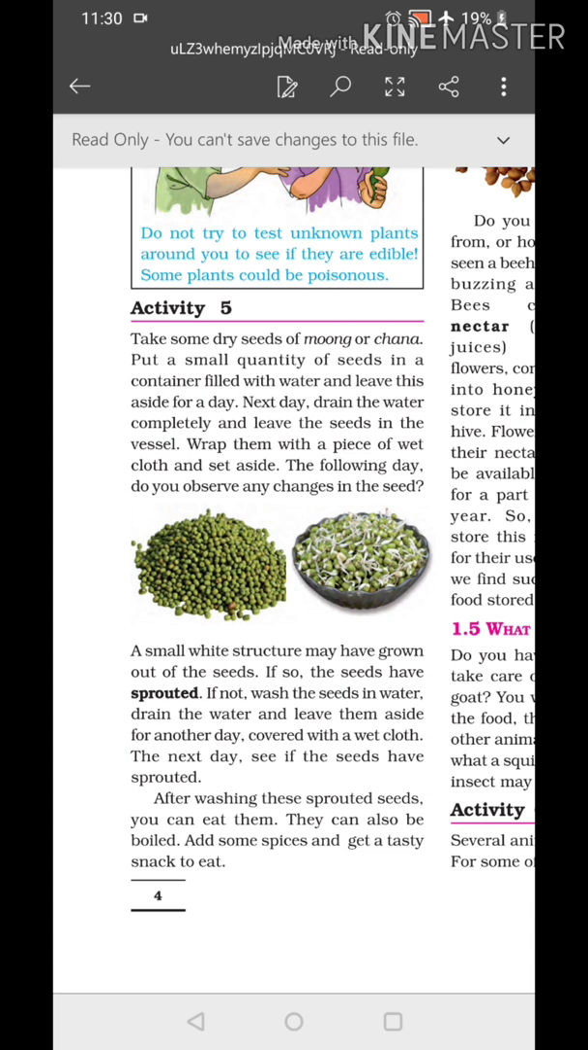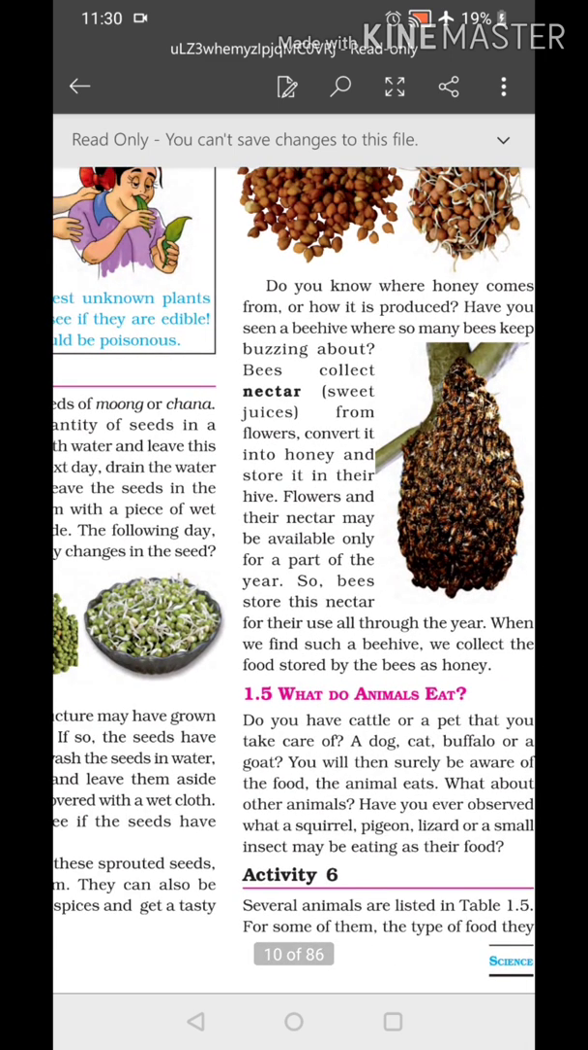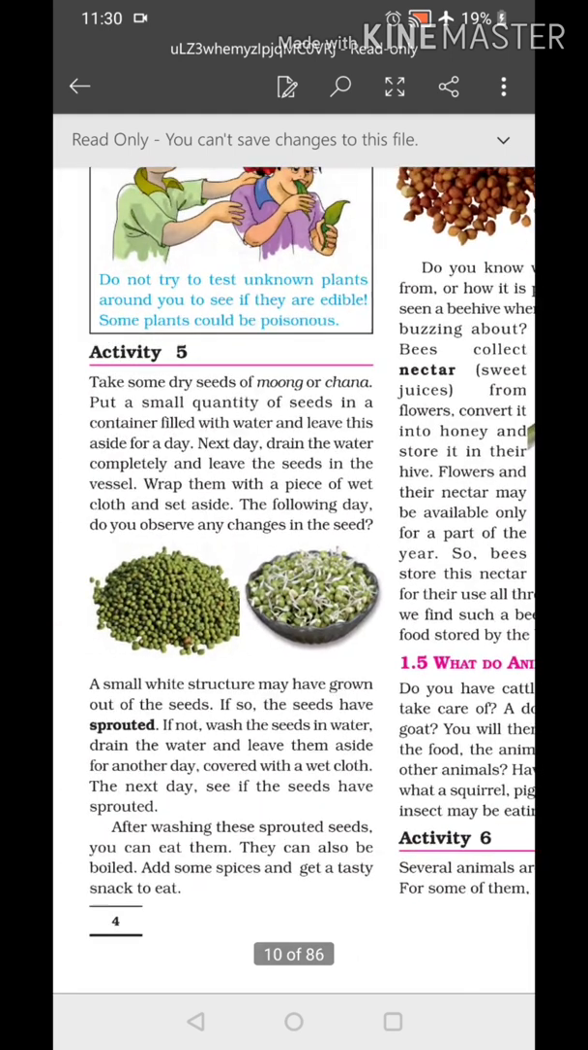The next day, what changes you are going to observe, write it down in your notebook. Please read the activity 5 carefully and perform it.